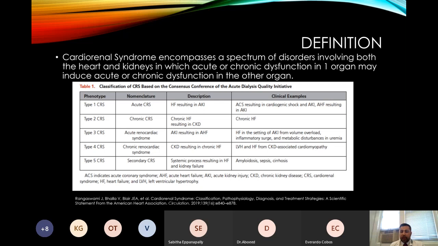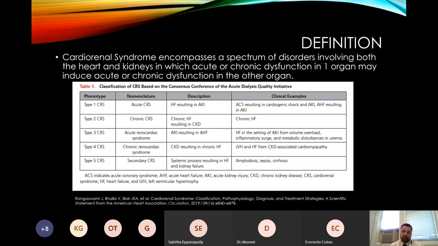So the way to begin is to define what it is. Cardiorenal syndrome encompasses a spectrum of disorders involving both the heart and kidneys, in which acute or chronic dysfunction in one organ may induce acute or chronic dysfunction in the other organ. And it's really divided into two major groups, cardiorenal and renal cardiac syndromes. They describe this based on what they call the prima movens, which just translates into which one is the first moving one. It has been divided up into 5 different types.